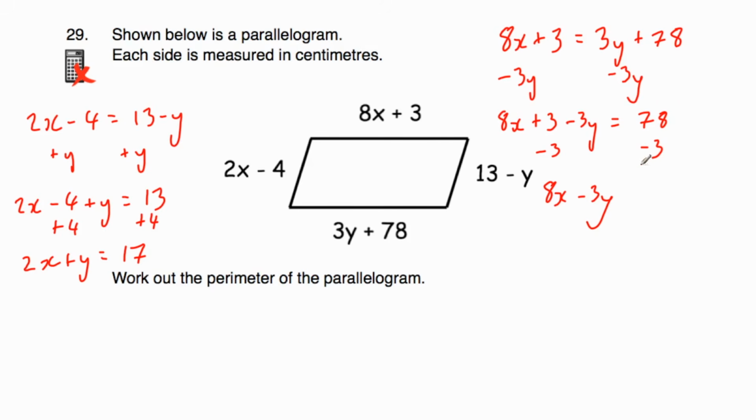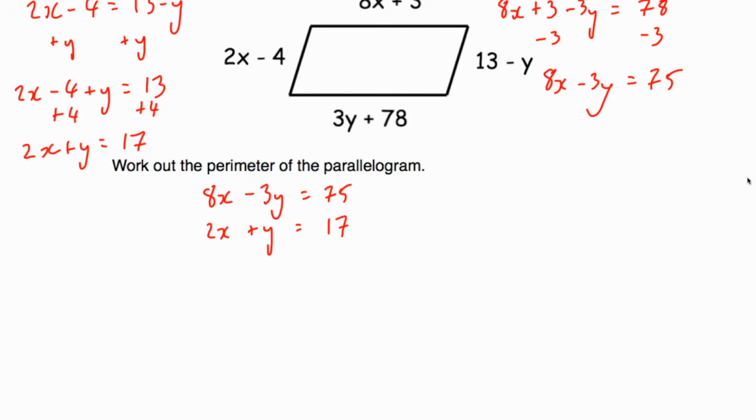On the right hand side we had 78, we're taking away 3, that's equal to 75. So we've got that 8x subtract 3y is equal to 75. So we've got our two equations, and now we just need to solve these simultaneous equations. I'm just going to write them above each other here. So we've got our 8x subtract 3y is equal to 75, and then underneath that I'm going to write our 2x plus y is equal to 17.